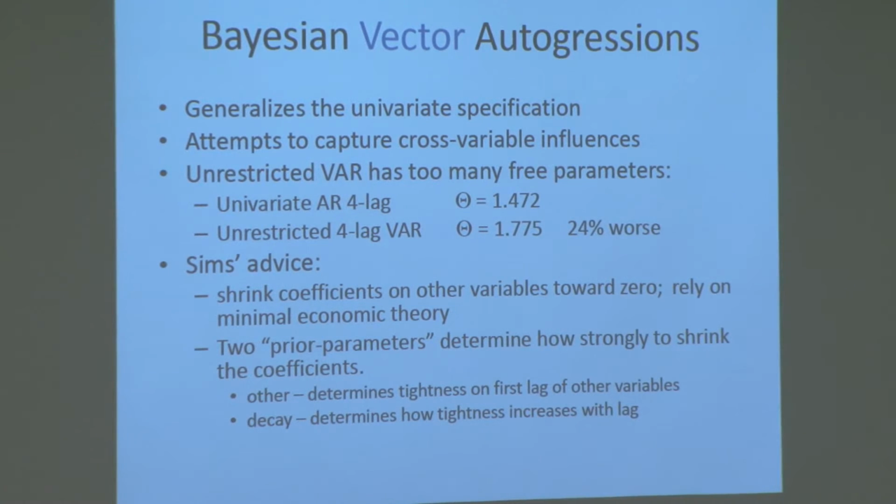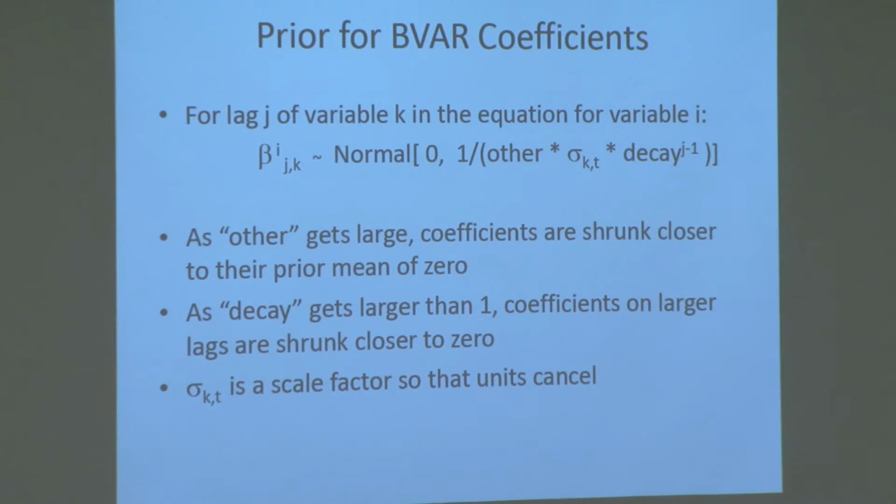So I create a prior that says all these coefficients on other variables are centered around 0. I'm not using any economic theory per se. I'm going to have a little bit of flexibility in that prior. I parameterize it by these 2 parameters, other and decay. Other is a parameter that says how much uncertainty there is about the first lag of each of these other coefficients. And decay is a parameter that says, given that uncertainty about the first lag, how much less or how much more do you want to shrink additional lags? Basically, your idea is it's most likely that the most recent value has the most information and less likely that other lags will have information about what's going on.